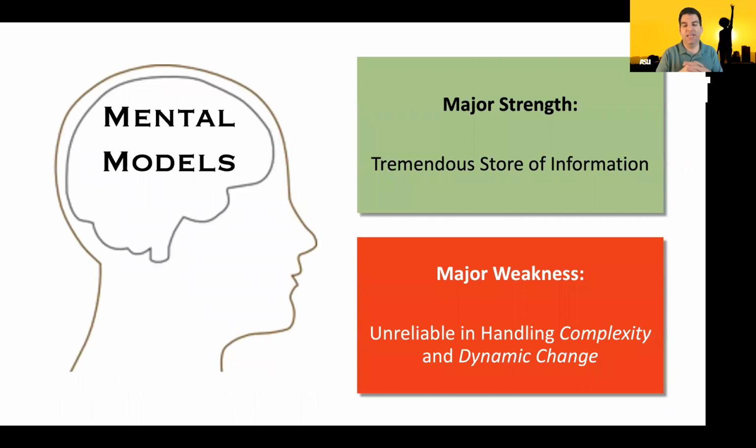So that's what I'm hoping you're seeing: with mental models, their major strength is that they're a tremendous storage, but their weakness is that they're unreliable in handling complex dynamic change. If you ask somebody where a particular object is at an instant, it's going to be there. If you cover it up, it's still going to be there. I have a mental model, and it'll understand that. But if I throw the ball and ask you where it's going to land, it's a little harder. That's that dynamic change of trying to figure out where the ball is going to land.